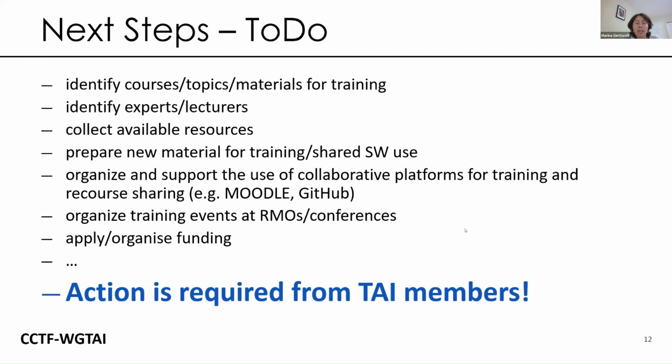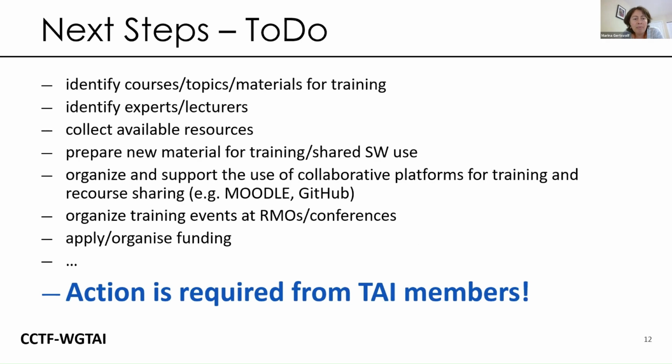Apply and organize funding, and I'm sure there are many more activities that I missed that would allow for all this effort that we're putting in individual NMIs and DIs to benefit the whole community and therefore multiply in efficiency. So action is needed from TI members. You can volunteer with your NMI's employees or your NMI funding, and please contact BIPM and contact working group TI, myself, with suggestions what you can do and how you would like to help with that.